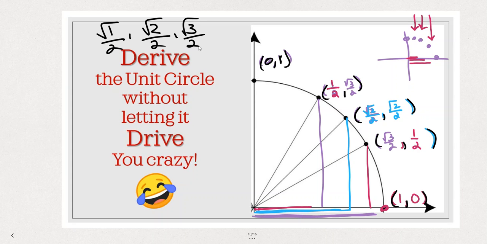The 1 over 2 is less than the square root of 2 over 2 is less than the square root of 3 over 2. So we can name each of these ordered pairs knowing that a unit circle has a radius of 1. So this distance all the way across, the radius is going to be a 1. Or this radius all the way up is going to be a 1. And then each of these other 3 lengthed lines will either be a small 1/2, a medium square root of 2 over 2, or a long square root of 3 over 2.